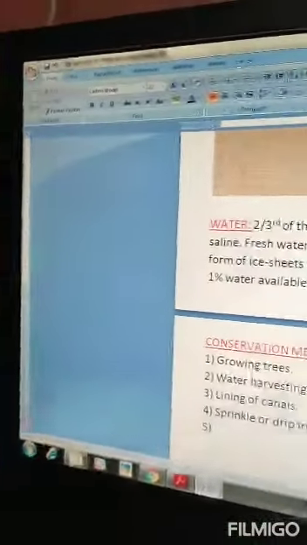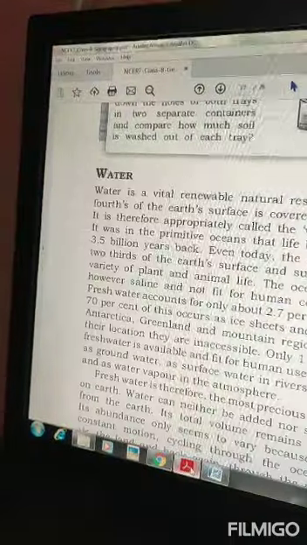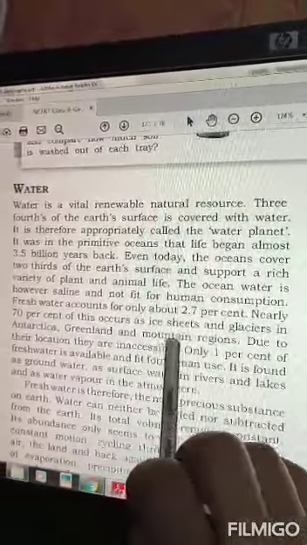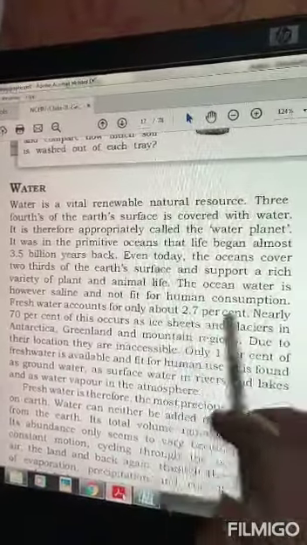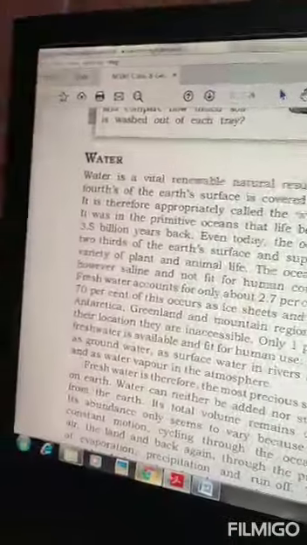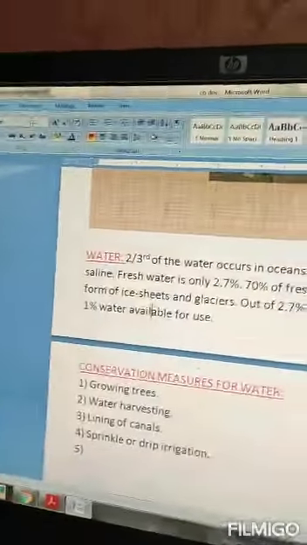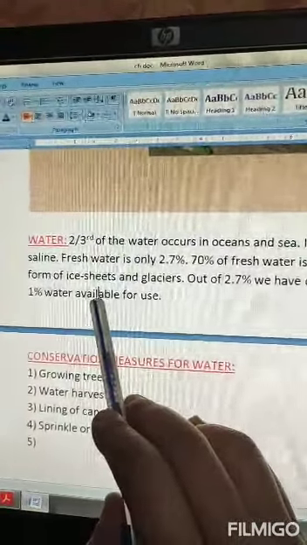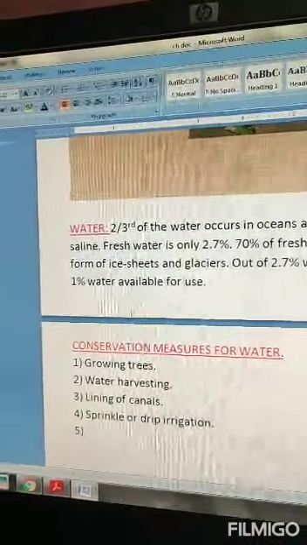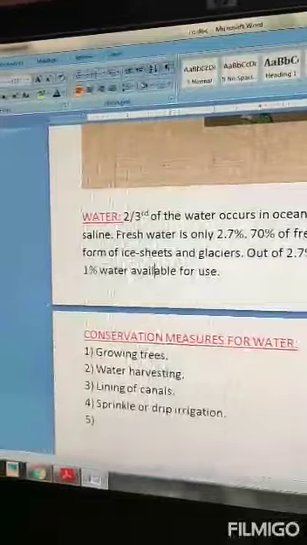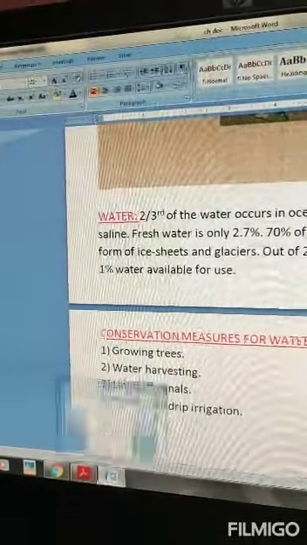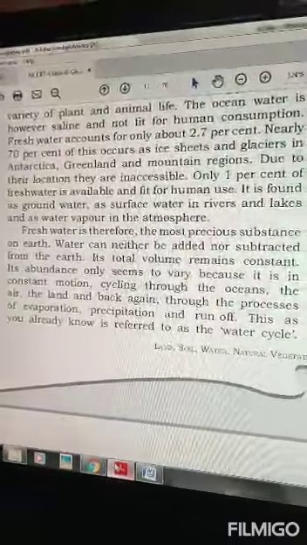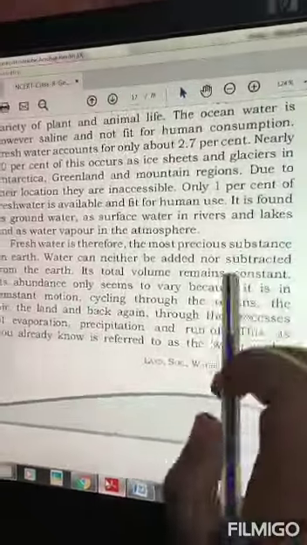These ice sheets and glaciers occur in areas like Antarctica, Greenland, and higher mountain regions. These are inaccessible, we can't use them, we can't go there. So out of this 2.7% water, only 1% water is available for human use. So it means that we use only fresh water, and we have only 1% of fresh water to use, and the human population is so large, and all have to use that 1% water.